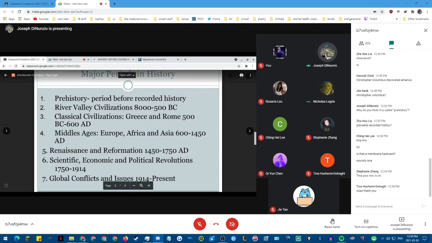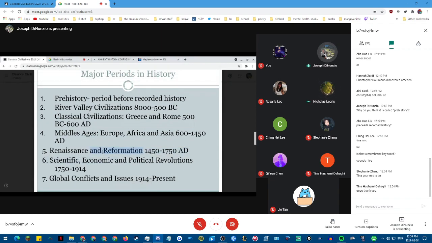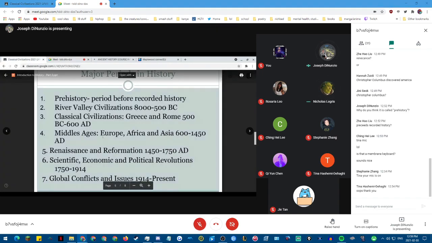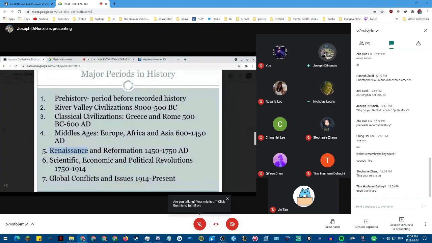What's the Reformation? What was the Reformation, guys? What does that mean? Yes, it was the Reformation of the Catholic Church into different denominations that we know now, whether it be the Anglican Church or Presbyterian Church, which happened in the 1600s.